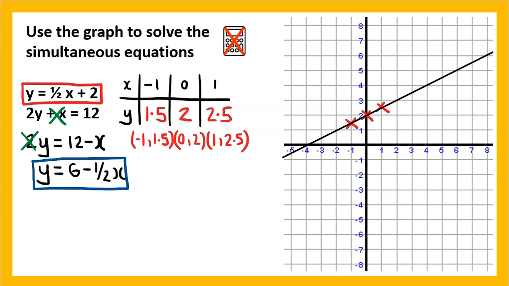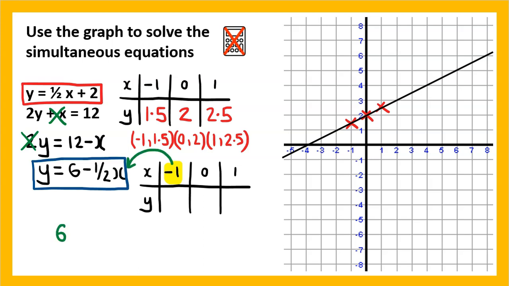Now we can repeat what we've done using this rearranged version instead. When x is negative 1, substitute this in. We'll have 6 take away half of negative 1. Half of negative 1 is negative 0.5, and we end up subtracting a negative which has the same impact as adding. So the first y value would be 6.5.